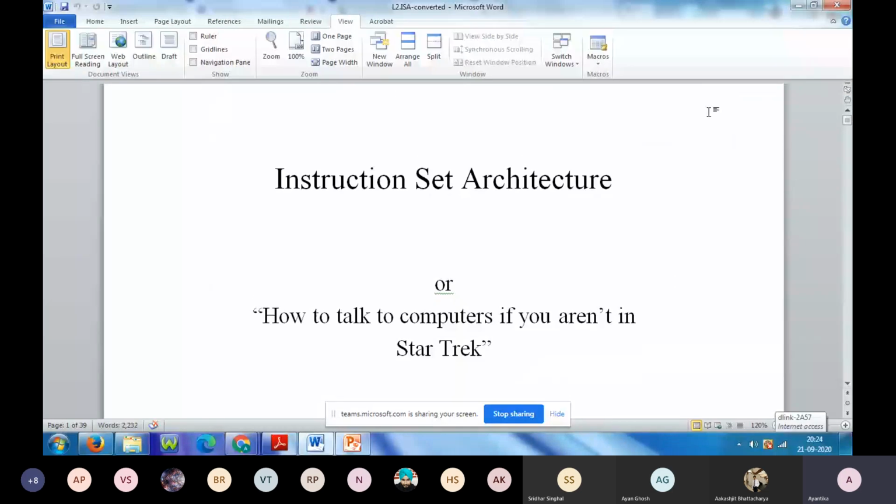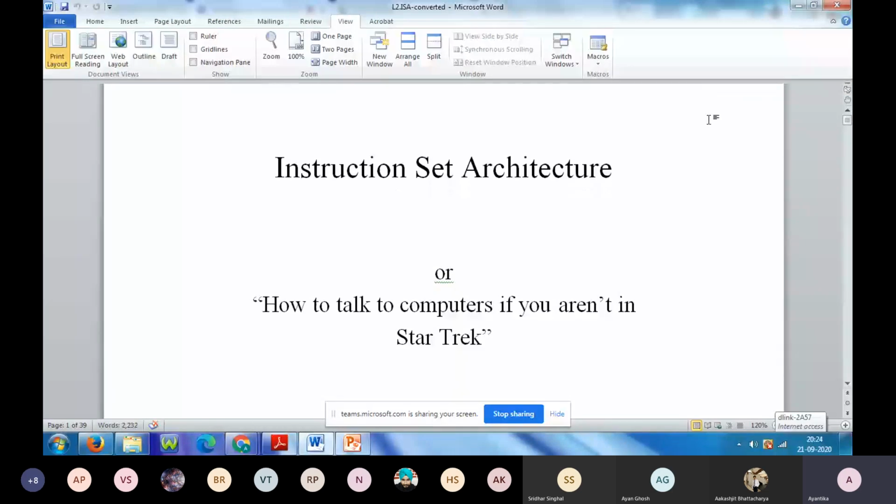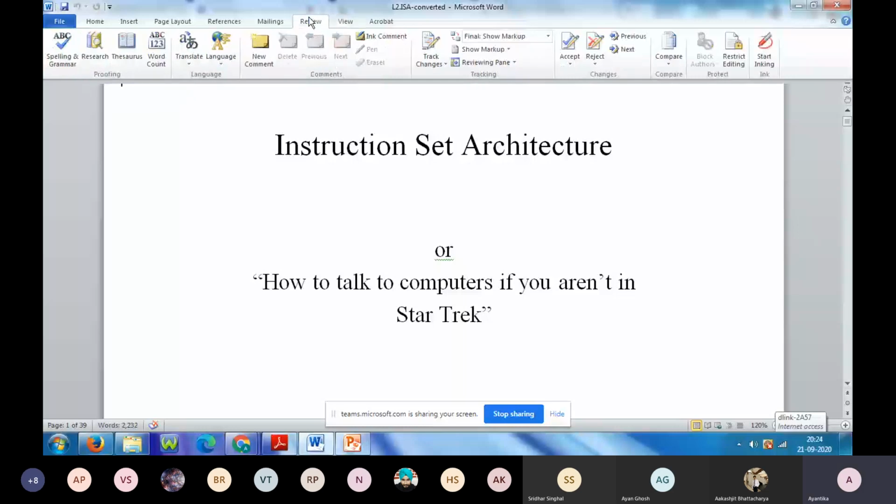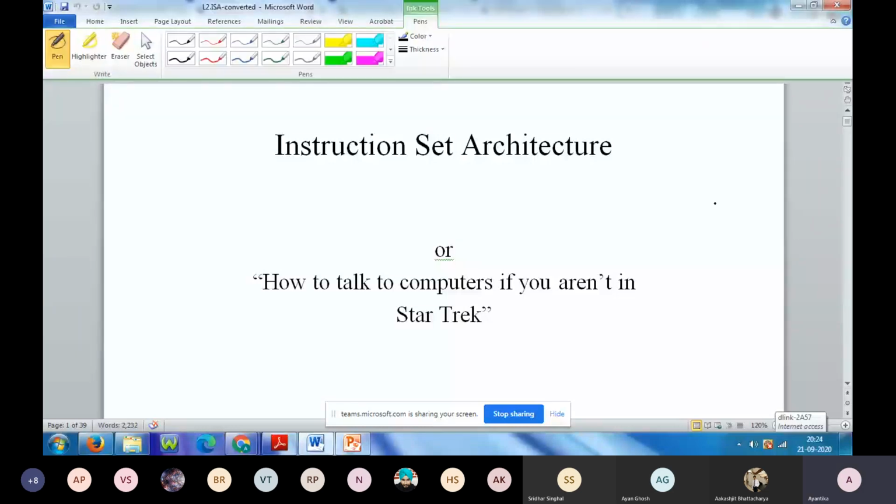Okay. Now we will be talking about this. Wait one second. Yes. Instruction set architecture. You can see here what is written: how to talk to computers if you are not in Star Trek. That means you are writing some instructions, and through those instructions you are talking to your computers.